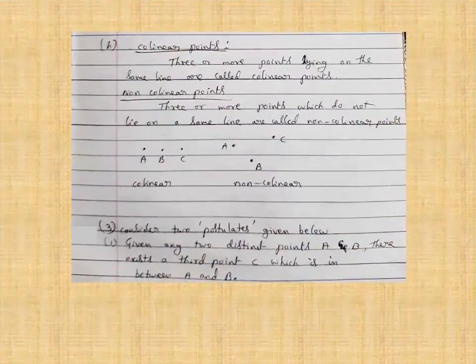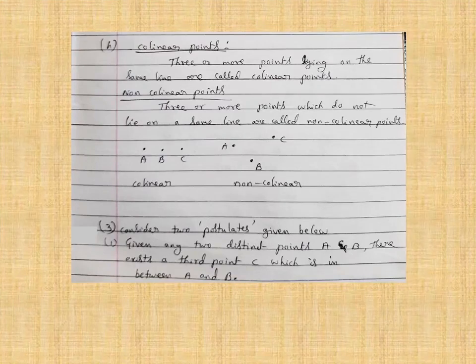Collinear points. Three or more points lying on the same line are called collinear points. Non-collinear points. Three or more points which do not lie on the same line are called non-collinear points. If they are lying on the same line, we call it A, B, C. All the 3 points lie on the same line. That's why they are collinear points. A, B, C in the next figure are not lying on the same line. That's why they are called non-collinear points.